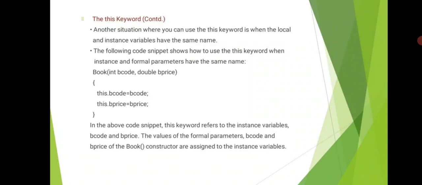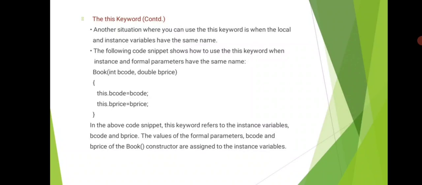So we are storing book code and book price. Here the instance variable names are also b code and b price, and the formal or local argument names are also b code and b price. Both the names are the same, so if we write this code without using this, then it will give an error.